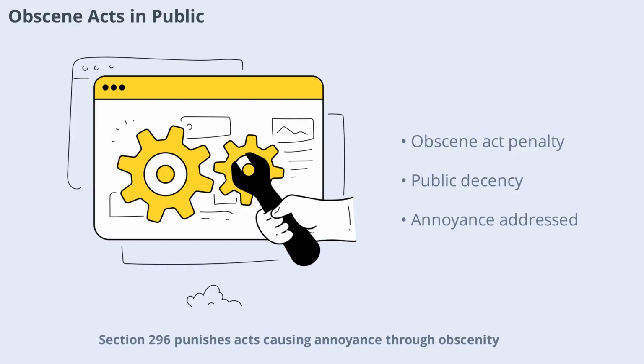Section 296 punishes acts causing annoyance through obscenity, such as indecent exposure or sexual intercourse in public places. The law applies even if the annoyance is not limited to the intended victim. Using abusive language in private does not attract liability. This section maintains public decency and protects individuals from offensive conduct in shared spaces.